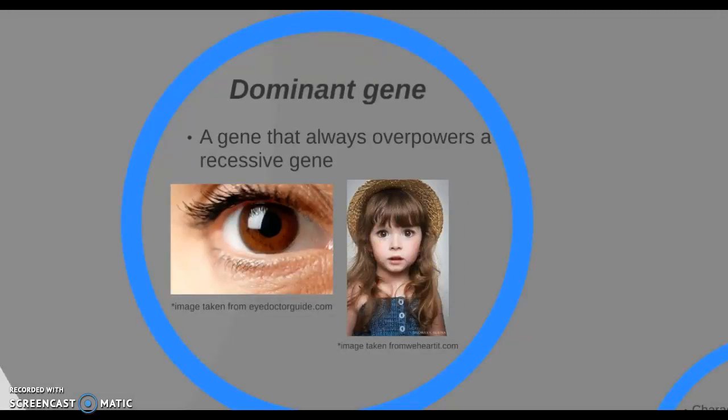Again, there are two types of genes. The first gene is called a dominant gene. These are genes that always overpower the recessive gene. Some examples of these types of genes can be brown eyes and dark hair, like brown or black.